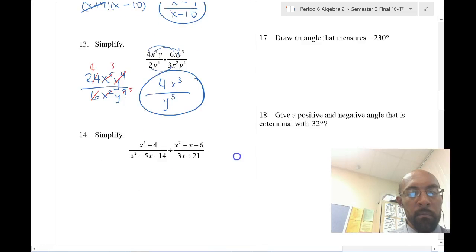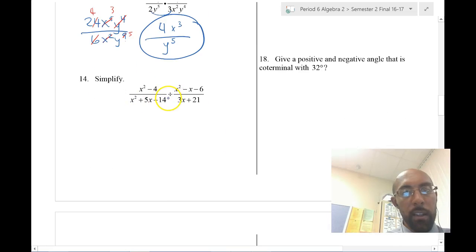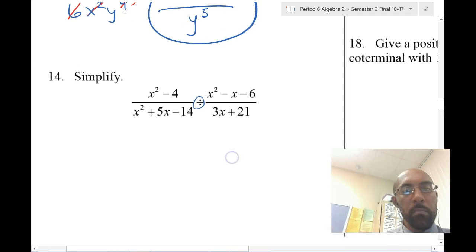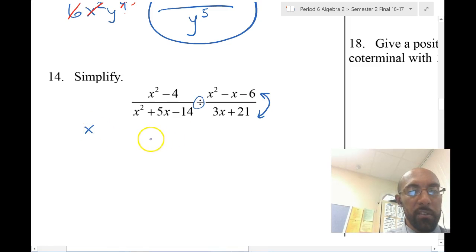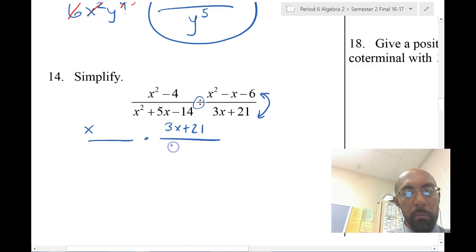Okay, next one. Now, a lot like the last problem, except in the middle, it's division this time. Zoom in a little bit. With division, the first thing you want to do is flip the second rational. So first let's just flip it so I can show you what we're doing. I'm going to put the 3x plus 21 up there, x squared minus x minus 6 here, and then this stays the same over here.